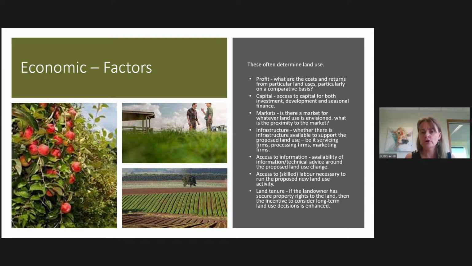So if you don't have a dairy shed already on your property, you need to make sure that you have the capital in which to invest. Moving into a different market, maybe seed production for carrots might be less infrastructure, so less development, and you might be able to get seasonal finance for that. So that might be a better option.